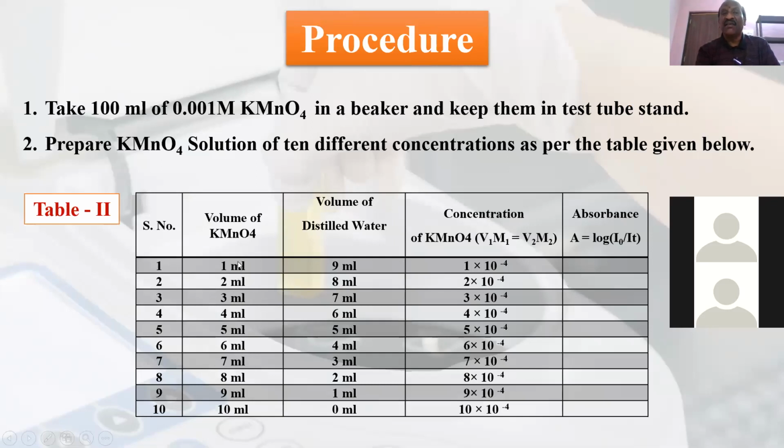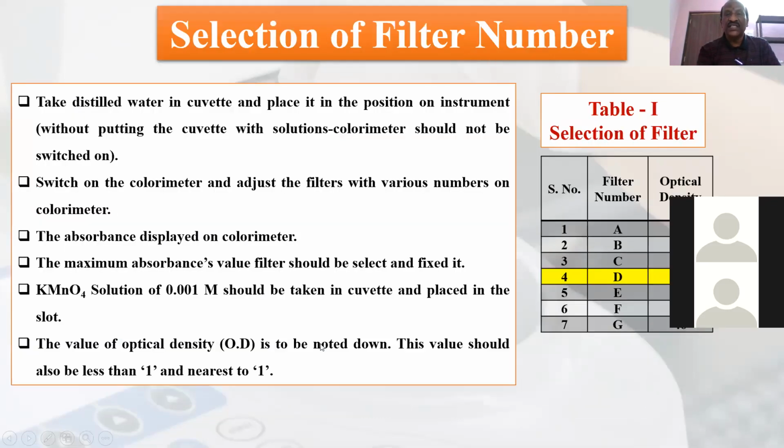Why? Because here we take 1 ml of the 0.001 M concentration solution and add 9 ml, making up to 10 ml. And here 2 ml of KMnO4 and 8 ml of water. So 3 ml, 7 ml, like this we take 10 different test solutions.